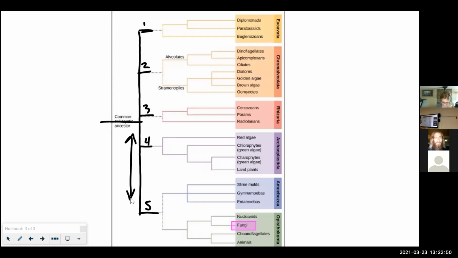And you see that when it comes to the comparison between fungi and animals, there is a more recent common ancestor between those two, because they're both opisthokonts, than there is between fungi, animals, and land plants. Land plants are here, and to find the common ancestor to all three groups, you have to go all the way down to the base of the eukaryotic tree. Hopefully that helps a little bit conceptually.